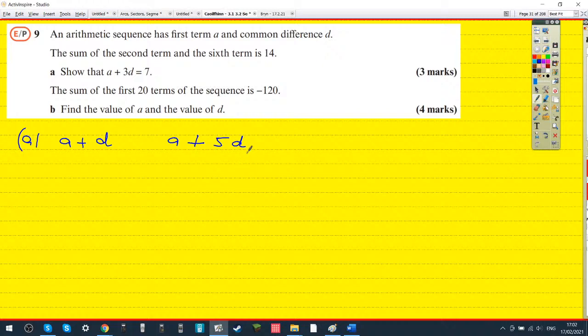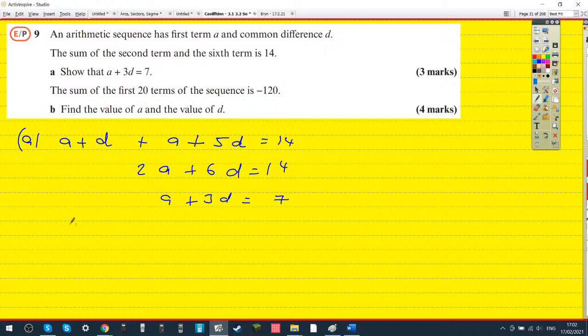So that means if you put them together, we get 2a plus 6d makes 14. So if you simplify and divide it by 2, then we get what we wanted from the question, the a plus 3d equals 7.